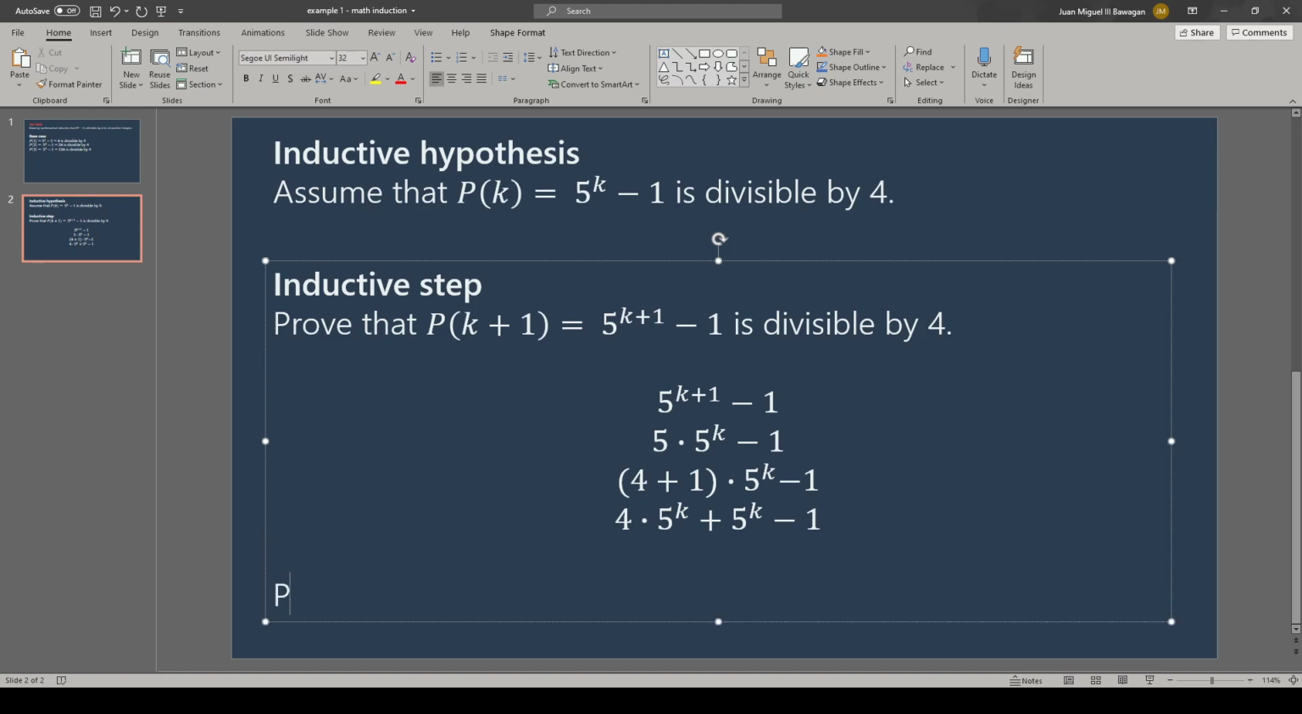That means P of k plus 1 is divisible by 4. Therefore, our theorem is true. So that's the answer via mathematical induction.